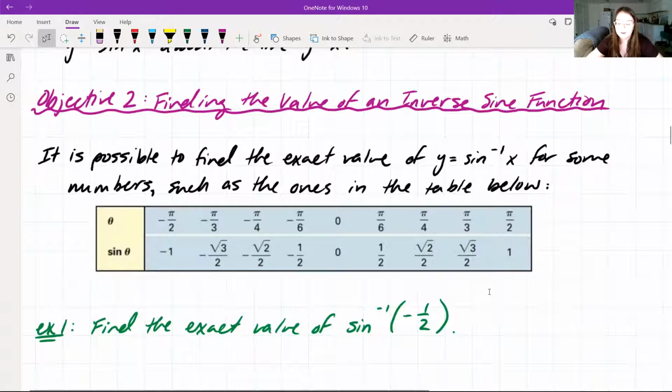All right, so objective 2, finding the value of an inverse sine function. It is possible to find the exact value of y is equal to sine inverse of x for some numbers, such as the ones in the table below. In our table, we have different angles: -pi/2, -pi/3, -pi/4, -pi/6, 0, pi/6, pi/4, pi/3, and pi/2. We can find their exact values fairly simply just by reading the table.